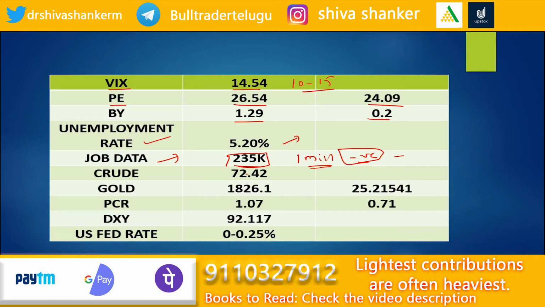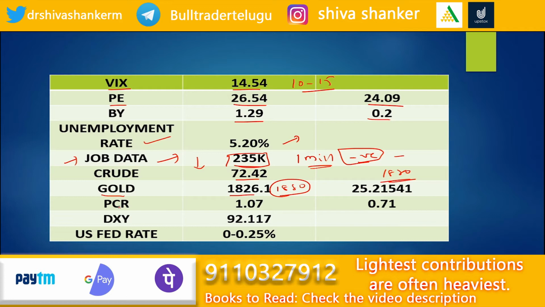Coming to crude, it is at 72.42 level, and because of the job data on Friday, crude oil has come down almost $1 to $1.5. And gold on Friday crossed above the 1830 mark. The main reason behind the rise in gold price is this job data. As the job data is falling, there is uncertainty in the US market, so that's why the gold price is increasing.